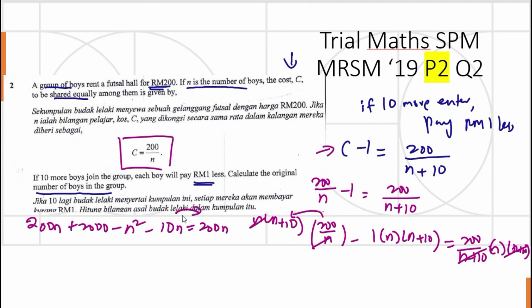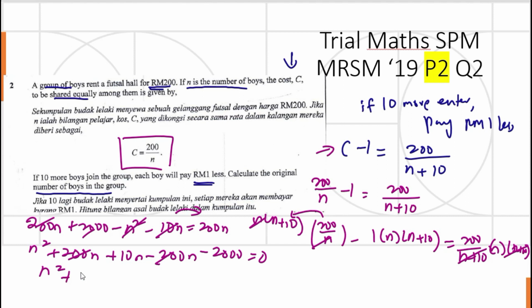So we bring everything to one side. So negative n square will become n square. So we have 200 plus 200n. Minus 10n, if you move to the right, will become plus 10n. And then 200n, we move to the right, will become negative 200n. And this one will become minus 2000, which is equal to 0. So 10n minus 200n minus 200 is 0. So we are left with n square plus 10n minus 2000 is equal to 0.